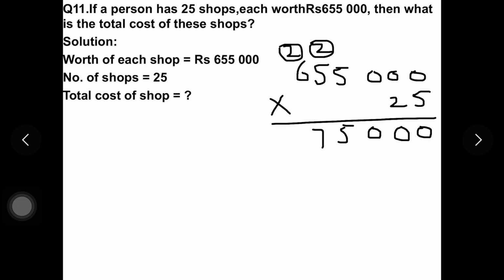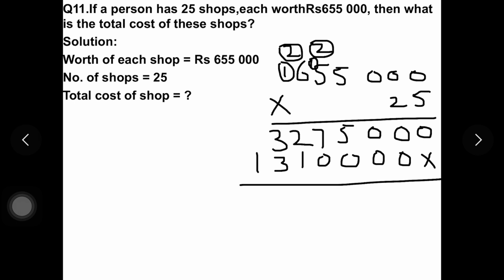5 6s are 30, 30 plus 2 is 32. 2 0 0, 2 0 0, 2 0 0. 2 1 is 2, 2 2s are 4, 2 3s are 6, 2 4s are 8, and 2 5s are 10, 1 carry, 2 5s are 10, 11, 1 carry, 2 6s are 12, 12 plus 1 is 13.